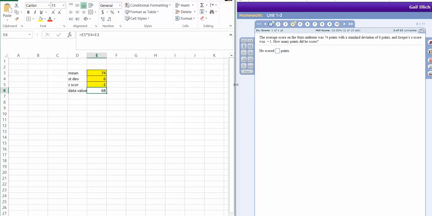Does that make sense? Well, if the average score was 74, the standard deviation was 6, and his z-score was -1, that means he was 1 standard deviation below the mean. 74, take away 6, is 68. So this does make sense. And so maybe that would be a fun way to work this problem.